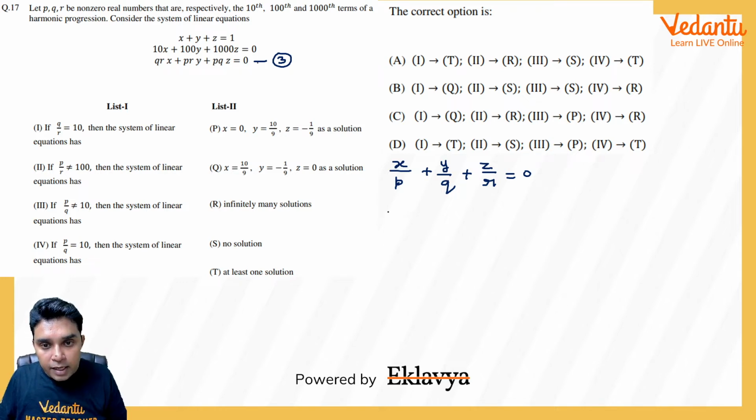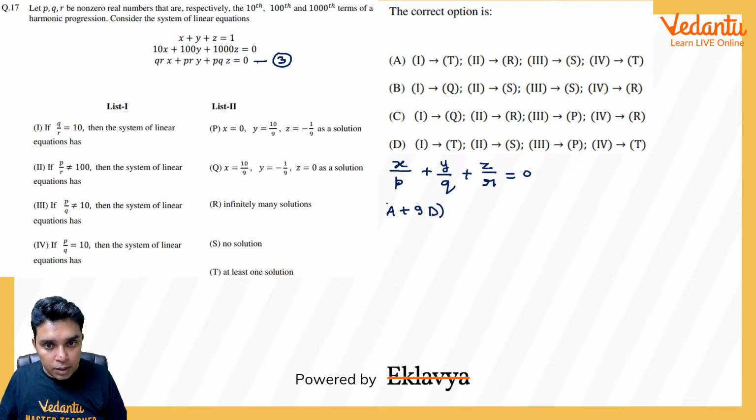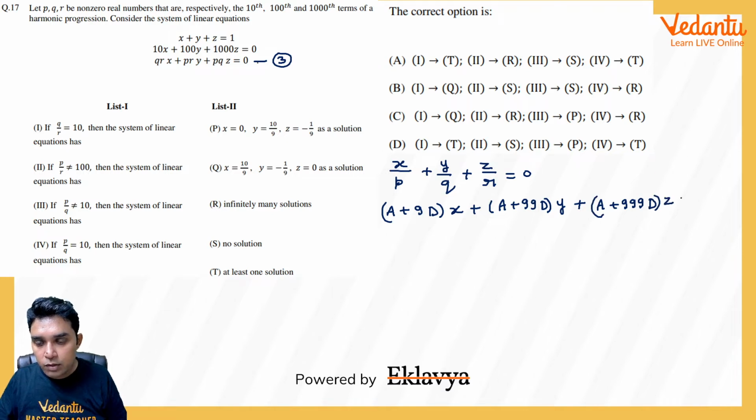So 1 upon P, 1 upon Q and 1 upon R will be the 10th term, 100th term and 1000th term of the corresponding AP. You can create one AP corresponding to this HP. So here I can write 1 upon P as A plus 9D, into x, plus 1 upon Q, the 100th term, as A plus 99D into y, and 1 upon R as A plus 999D into z, and this is equal to 0.